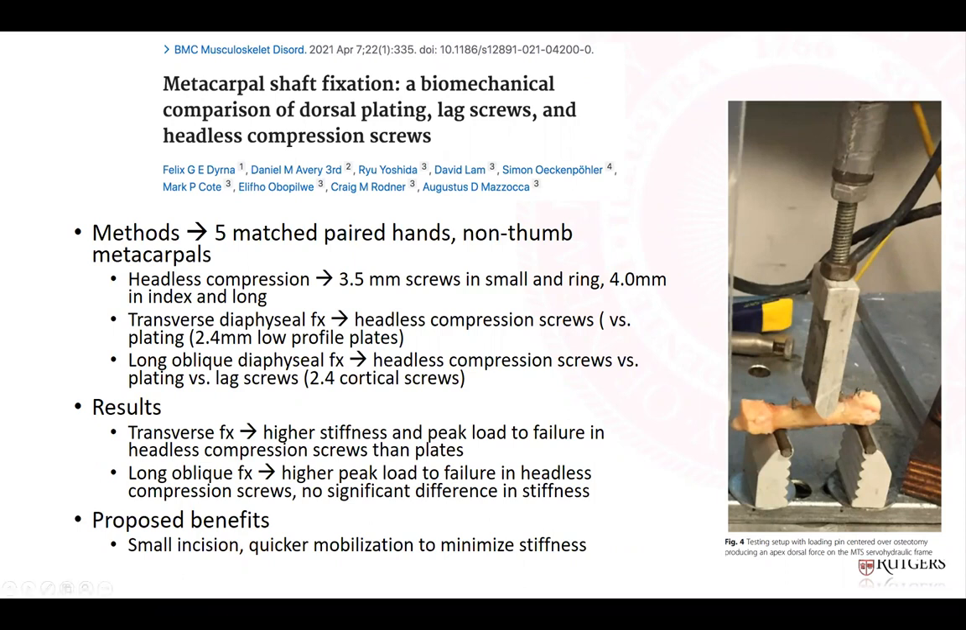They took five matched paired hands and used non-thumb metacarpals. Headless compression screws were 3.5 millimeters in the small and ring fingers and 4.0 in the index and long fingers. They tested transverse diaphyseal fractures and long oblique fractures. For the plates, they used 2.4 millimeter low profile plates, and screws were 2.4 millimeter cortical screws. Results of this study showed increased stiffness and peak load to failure in transverse fractures and increased peak load to failure in long oblique fractures.